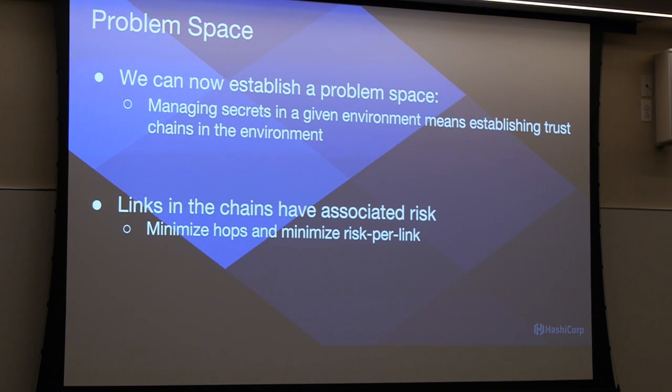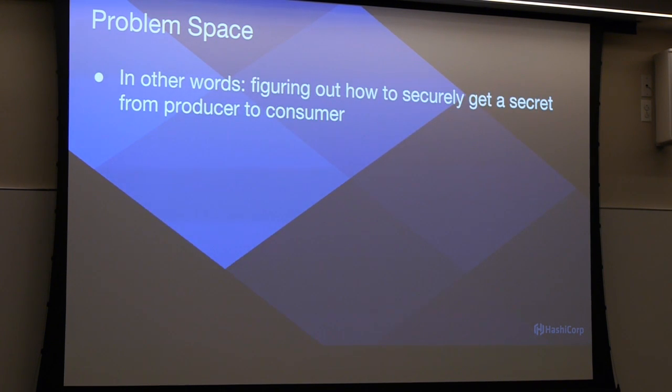So is there anything we can do, even if it's in transit on the network between point A and point B? What are things we can do? Or if we have to put it somewhere where it can't be encrypted, like we don't have a key yet to decrypt it, what can we do to protect that? In other words, figuring out how to securely get a secret from producer to consumer, right?